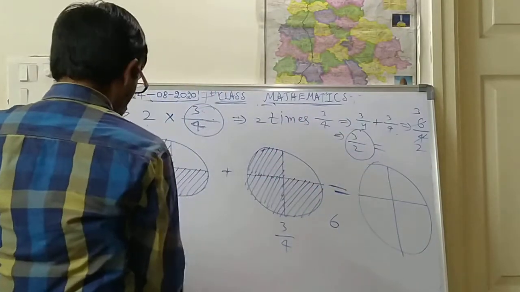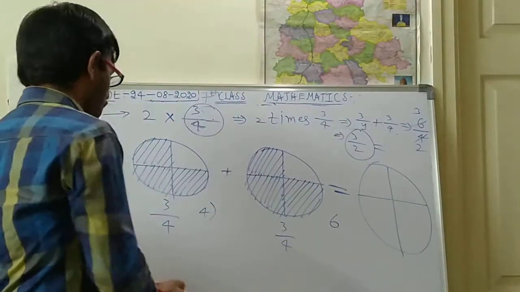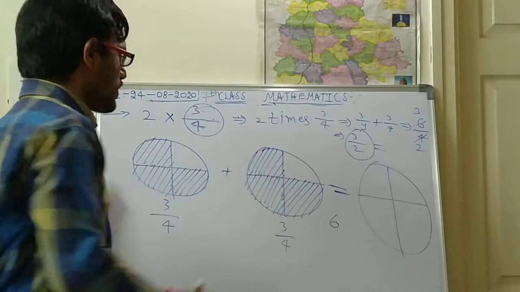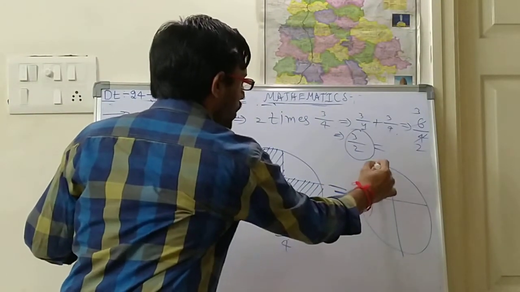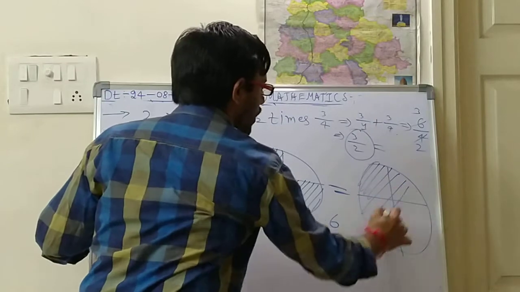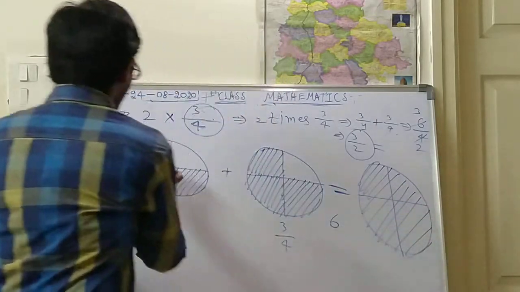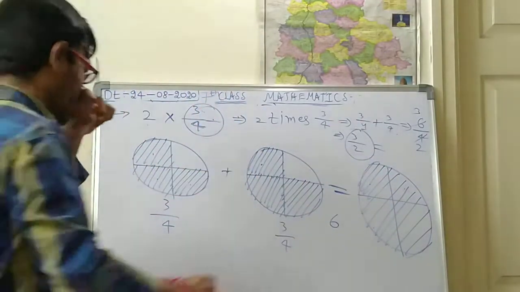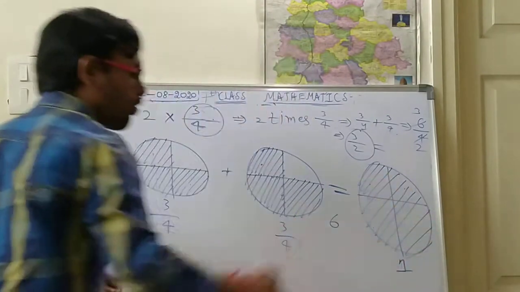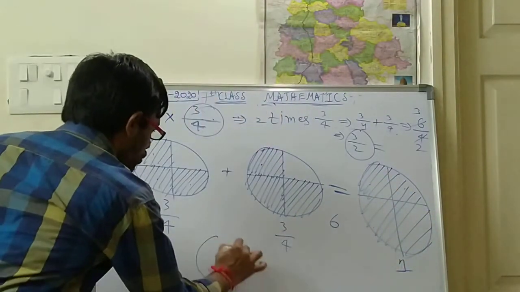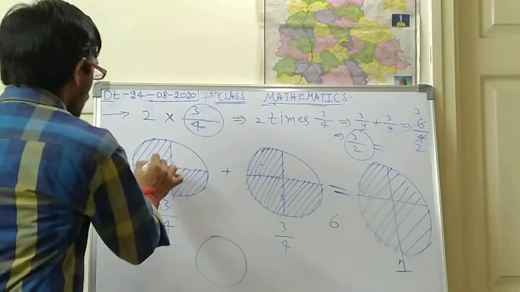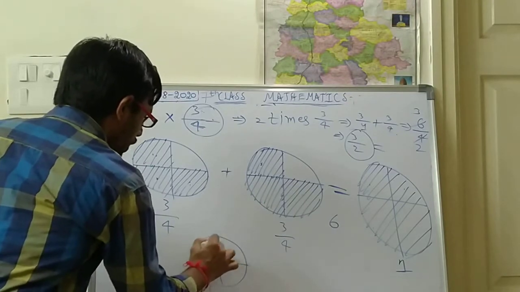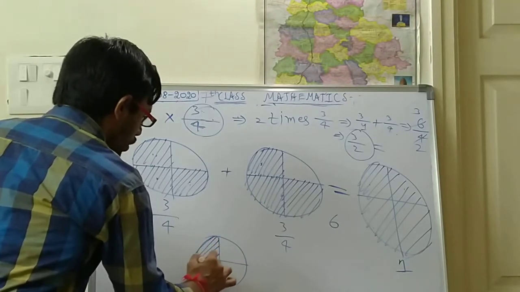Okay, just a minute, children. Here one more thing. First, how many are there? 6 are there. 6 means you should draw all the 4, you should complete one full circle, because here 1 2 3 4. I have completed one circle. Okay, this is one whole. Next, one more circle you should draw. So 1 2 3 4 completed. Still how many are remaining? 2 are remaining. In this you should shade only 2 parts.